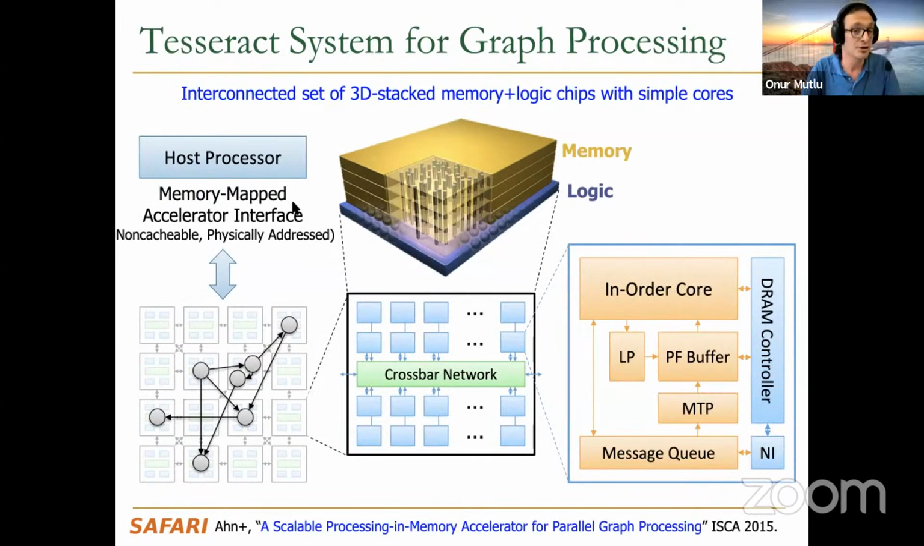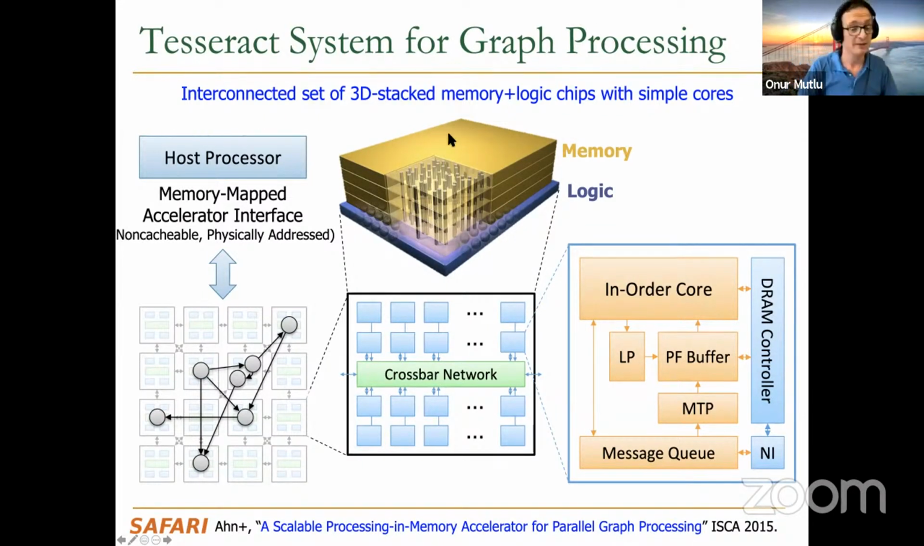And we have also done a lot of work in this area. We're still doing work I'm going to show you, but this is one example of the work. I'm not going to go into the details of it, but this is an accelerator for graph processing. Graph processing is very important in many applications like genomics, machine learning, etc.